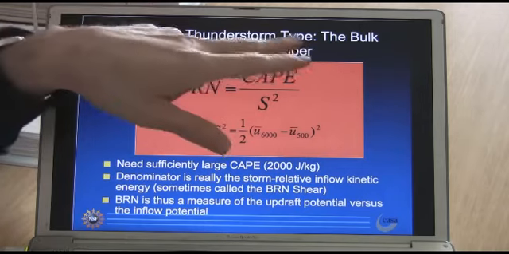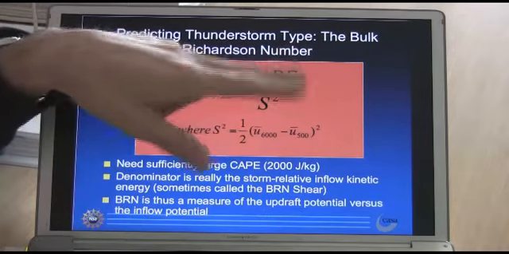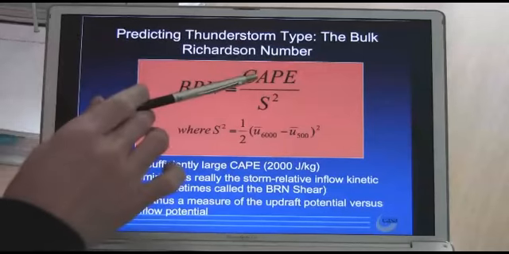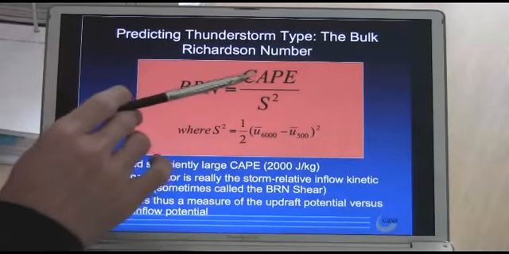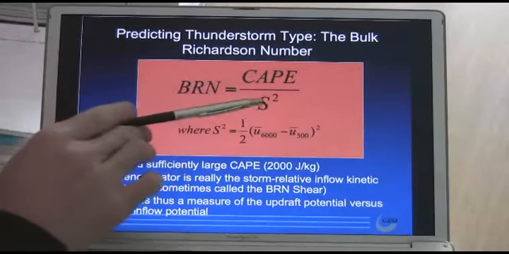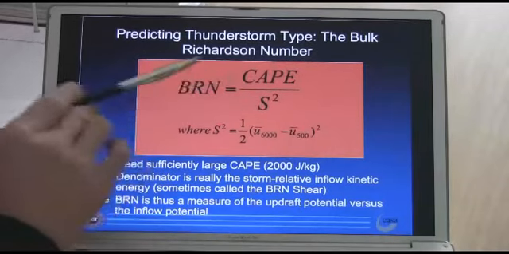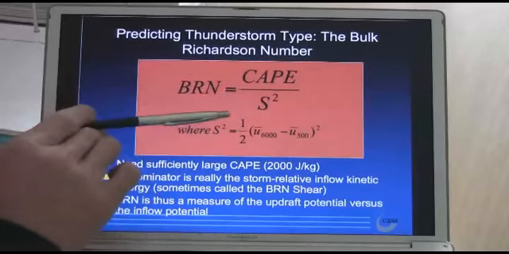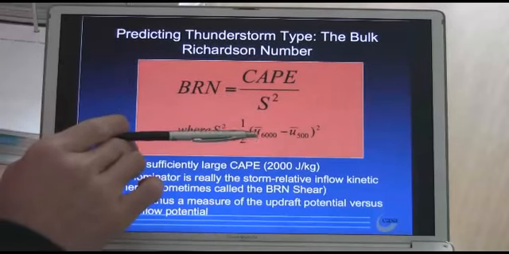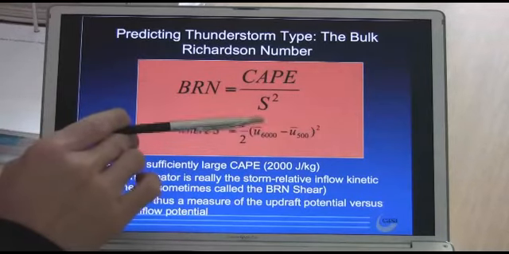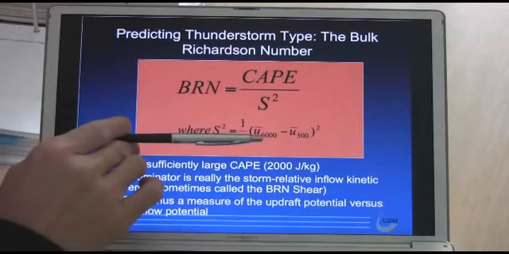Now, if we want to look at thunderstorm type, and this is a bit of a review now, when we talk about type, that's where the Bulk-Richardson number really has value. Remember the Bulk-Richardson number is the ratio between the CAPE, the integral of the buoyancy over the positive area, divided by a measure of the environmental shear, which as defined in the literature was the difference between the 6 kilometer and the 500 meter wind, squared and halved. So all it is is speed shear. It says nothing about direction.